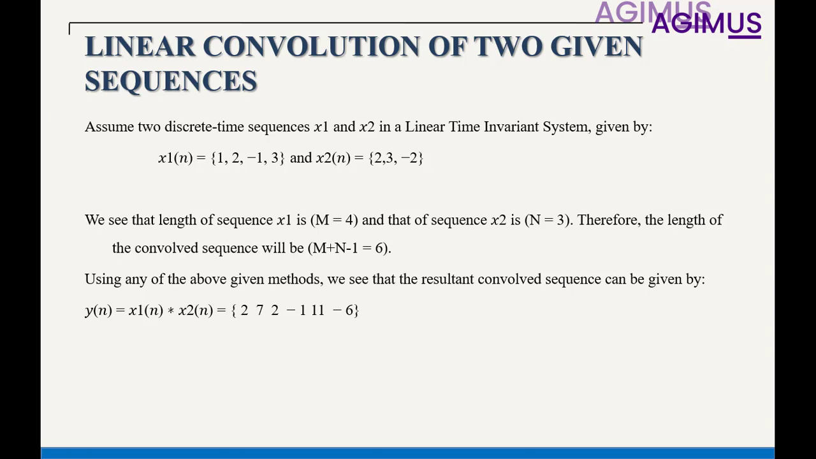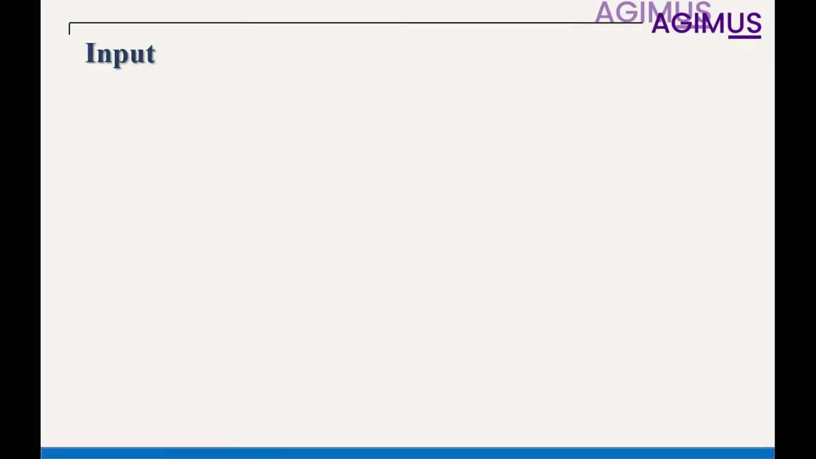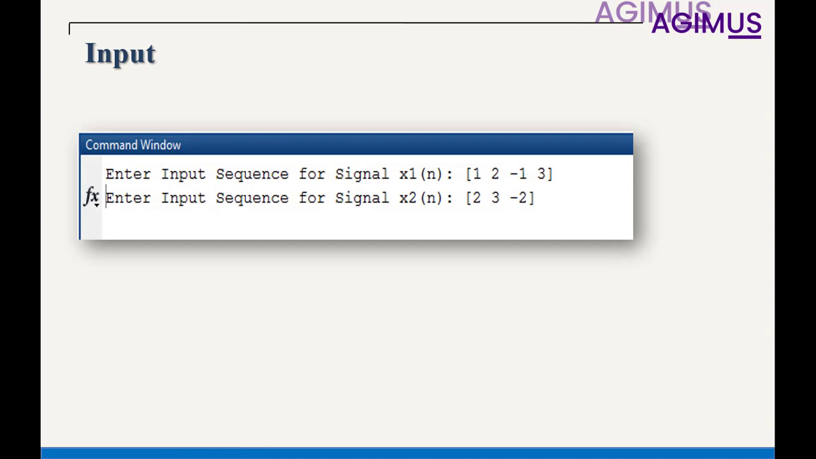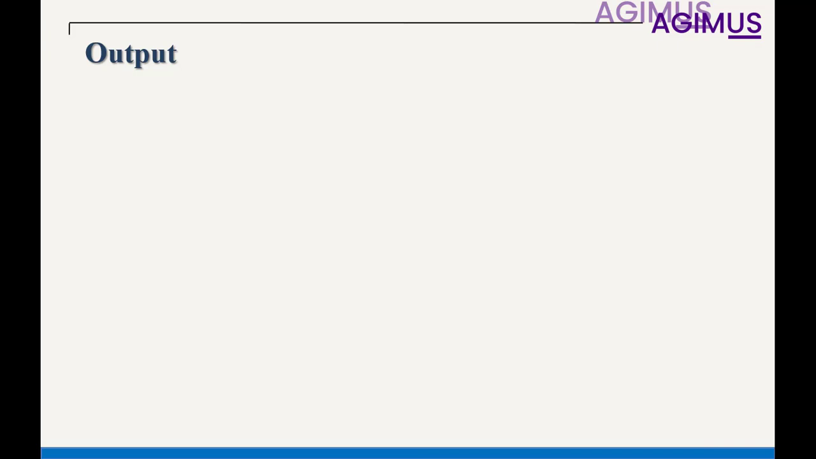Using the above given methods, we see that the resultant convolved sequence is given by y of n equal to x1 of n star x2 of n. To check that in terms of a program, once we write the program, we will give the input sequence x1 of n equal to 1, 2, minus 1 and 3, and the input sequence x2 of n equal to 2, 3 and minus 2.